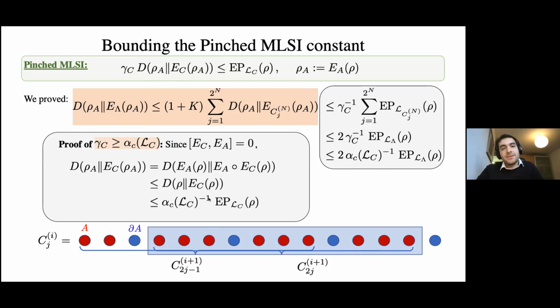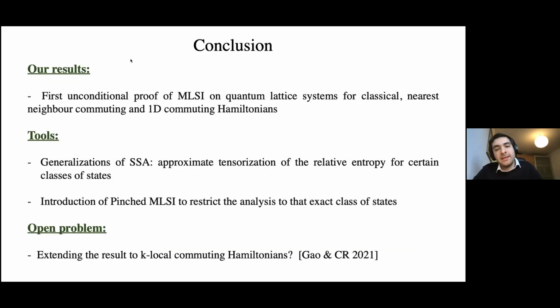So to conclude, we have the first proof of the existence of these MLSI constants for quantum lattice systems, in the case of classical Gibbs states. As I didn't explain here, we can extend it to nearest neighbor commuting Hamiltonians and 1D commuting Hamiltonians.